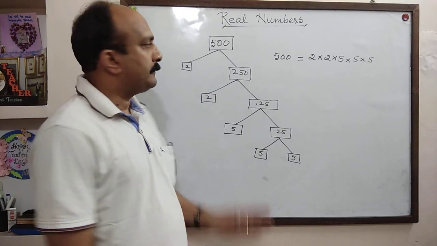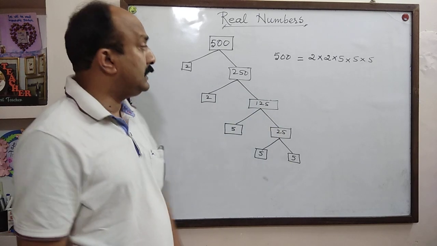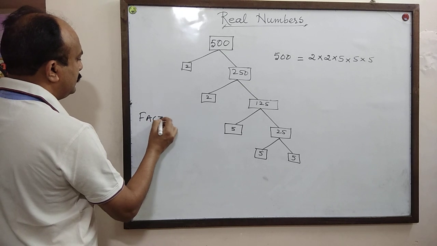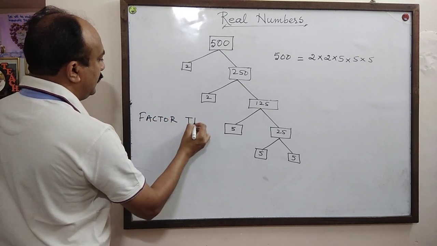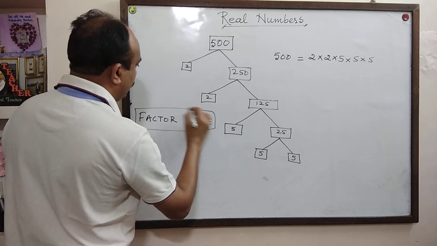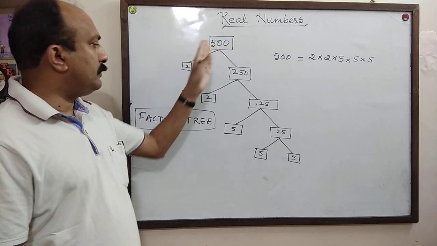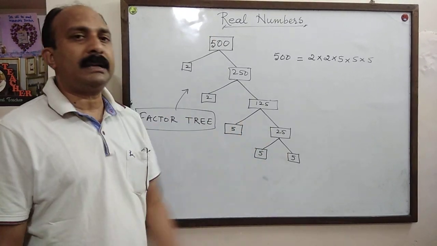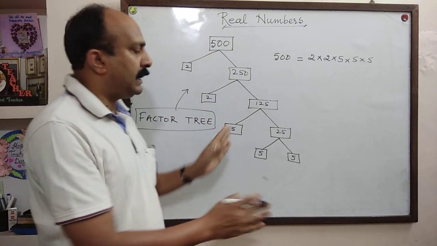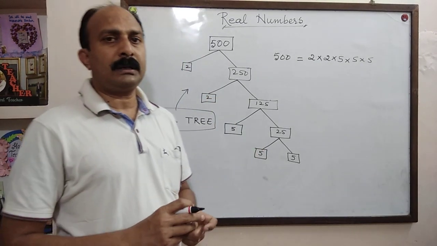Such an arrangement, the way in which I have drawn this prime factorization, is known as a factor tree. This type of factorizing a composite number is known as a factor tree. So what did you learn from it? Every composite number can be prime factorized, which is known to you even from the smaller classes.